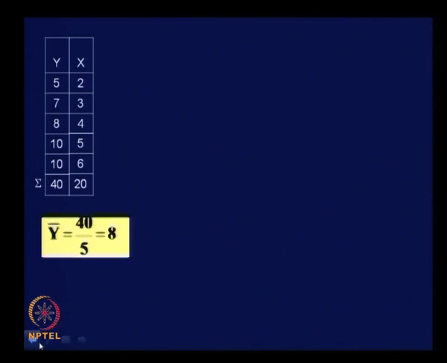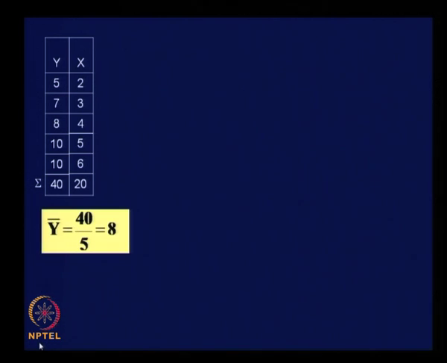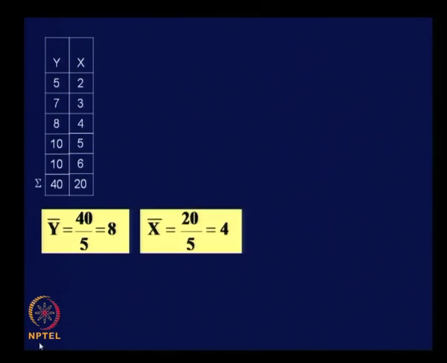This is the given data of the dependent variable y values, and the sum of all the y values is 40. We have 5 observations, and the 5 x values are shown here, and the sum is 20, and we are ready to get the values of y bar and x bar. Y bar is simply 40 by 5, which is 8, and x bar is 20 by 5, which is 4.